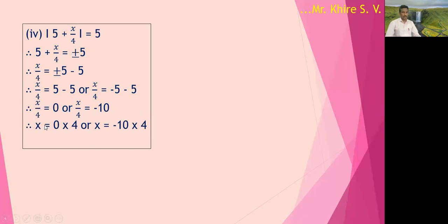Now x is equal to, this upon 4 goes to RHS side, it will become into 4. x is equal to 0 into 4, or x is equal to minus 10 into 4. Then we will get x is equal to 0, 0 times 4 is 0, and minus 10 times 4 is minus 40. And therefore, the solution for this example is x is equal to 0 or x is equal to minus 40. These are the two values for x.